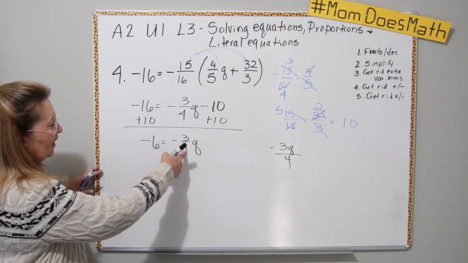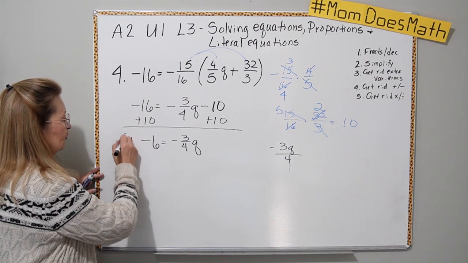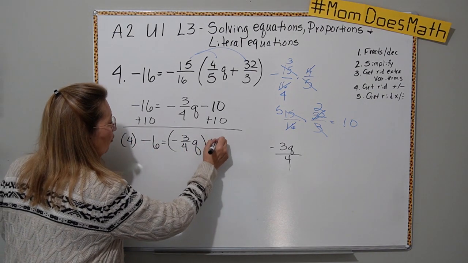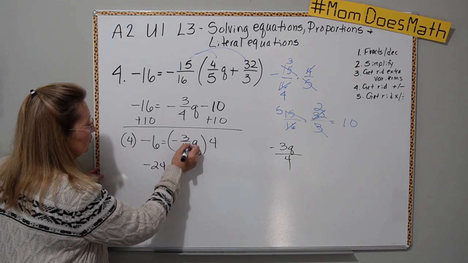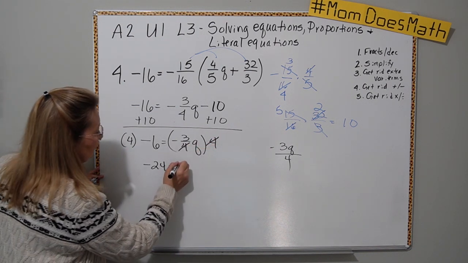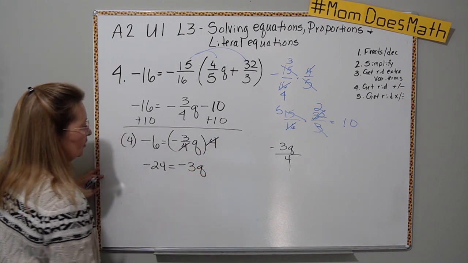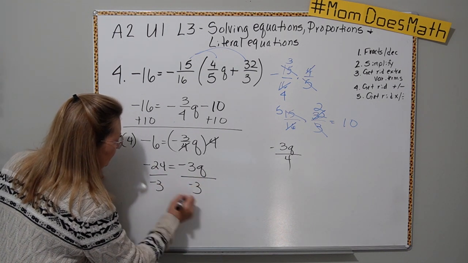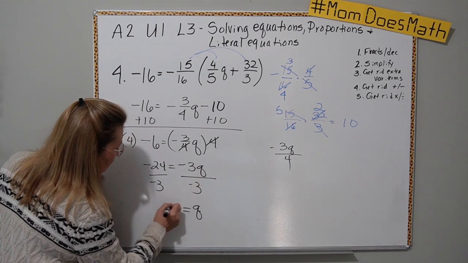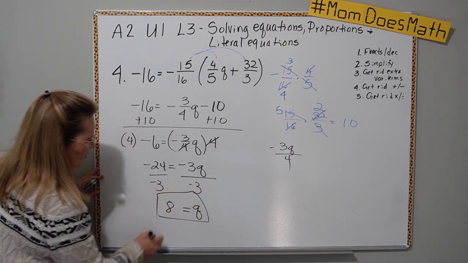I'm going to multiply by the denominator first. So that's going to be 4 on each side. So now I have negative 24 is equal to, these 4's cancel, so I get negative 3Q. Then divide both sides by 3, so Q is equal to positive 8.